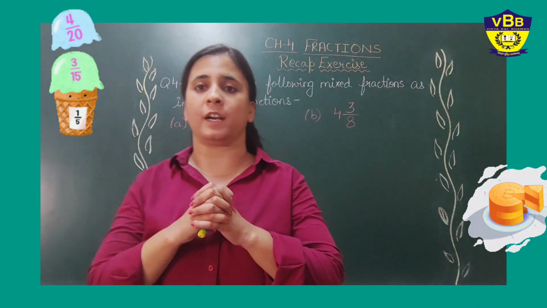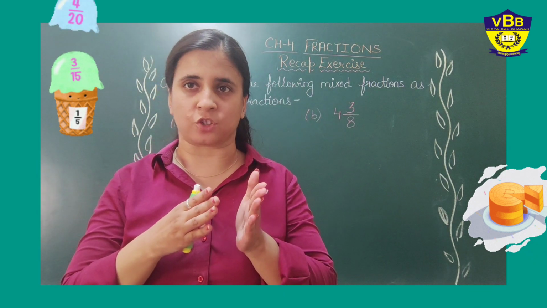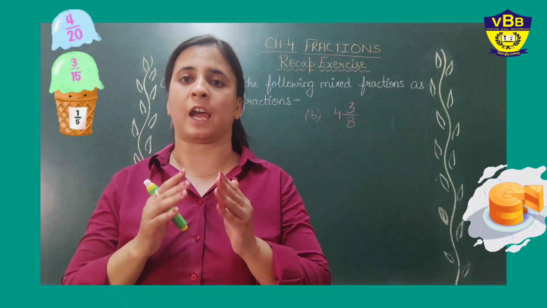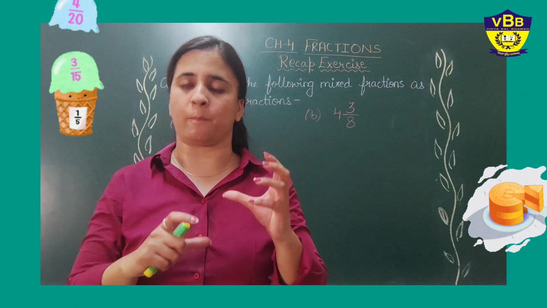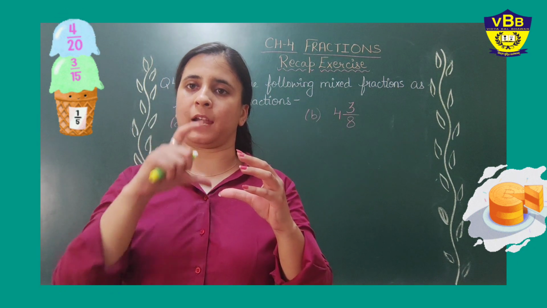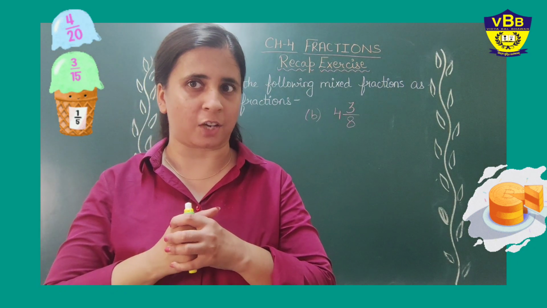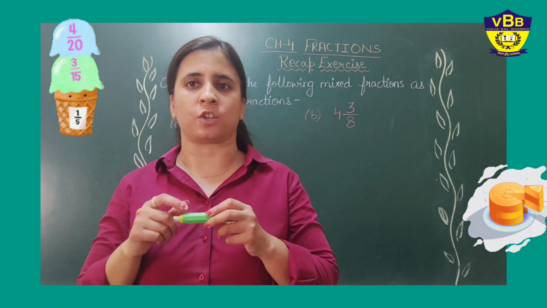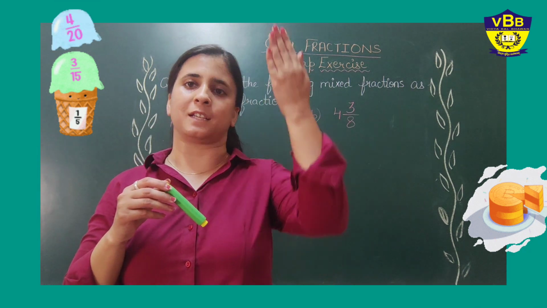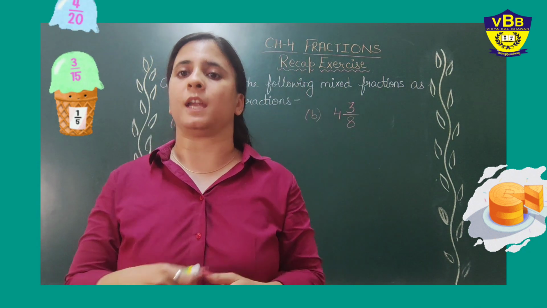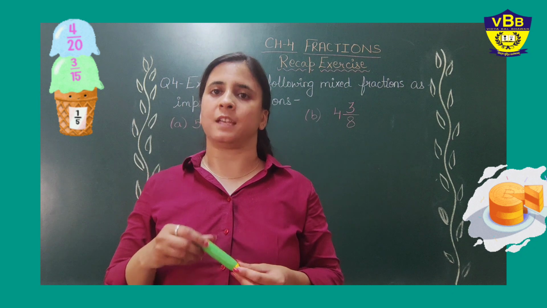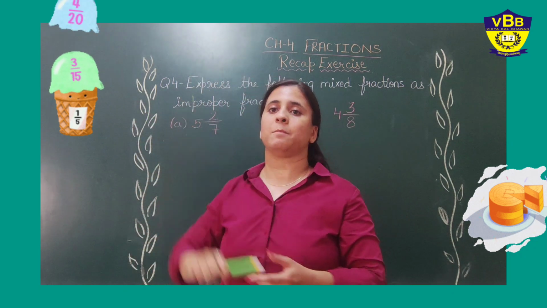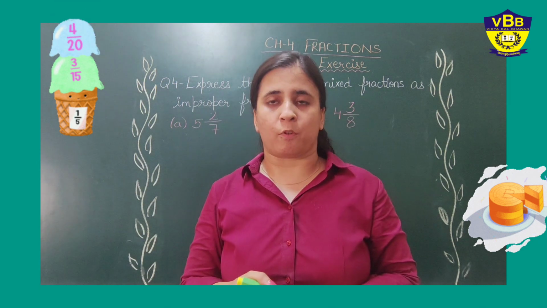So we have already discussed what mixed fractions are and what improper fractions are. Mixed fractions are those fractions which have a whole number and a proper fraction. When there is a whole number and a proper fraction, we call it a mixed fraction. And what are improper fractions? Improper fractions are those fractions where the numerator is greater than the denominator. So, all the mixed fractions can be converted into improper fractions.